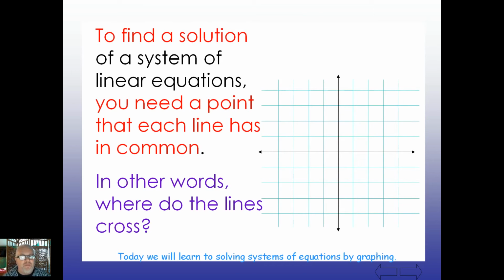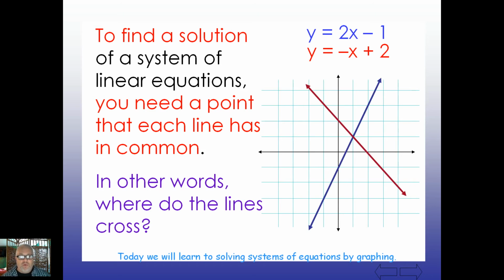Alright, now what about graphing? It says to find a solution of a system of linear equations, you need a point that each line has in common. In other words, where do the lines cross? So, if I have two functions like the blue one and the red one there at the top, if we were to graph these, there's the blue one, y equals 2x minus 1, and here is the red one, y equals negative x plus 2.